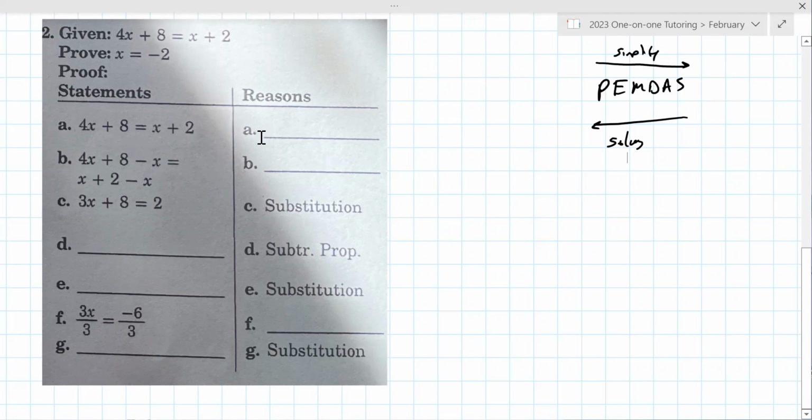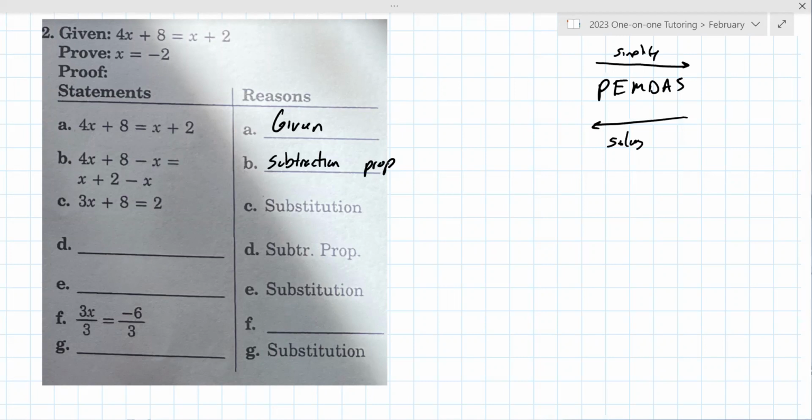But the reason for A is the same reason as the previous one. A is always the given. All right. So for part B, I want you to look at A and B and figure out what's different between them. They're subtracting X. Yes. And so we can say the subtraction property, because that's what you're doing. You're subtracting.